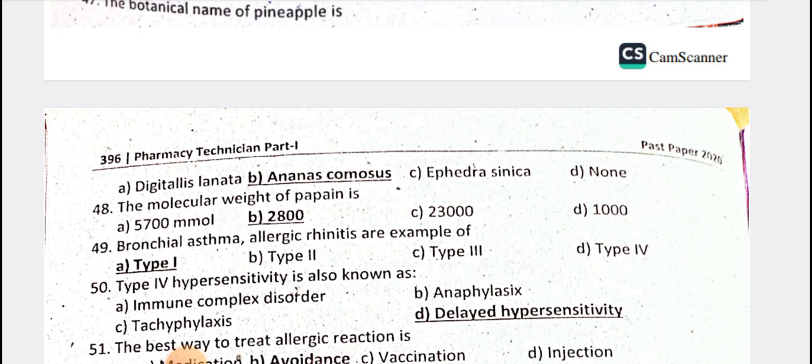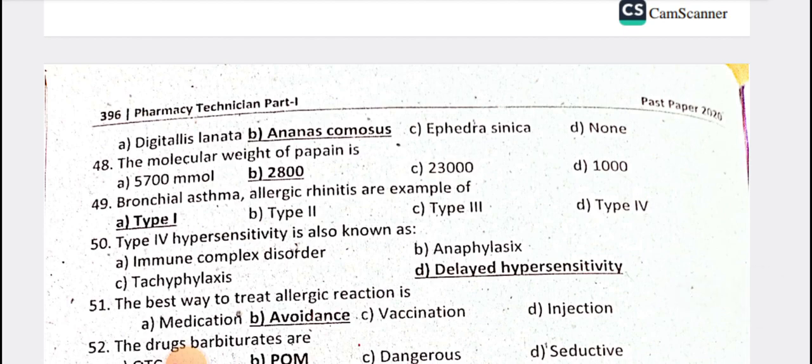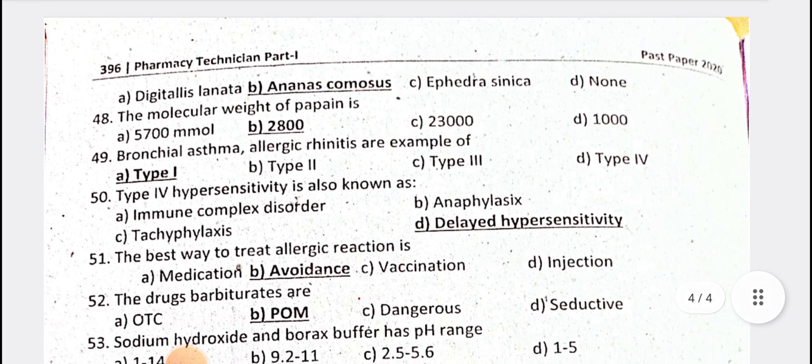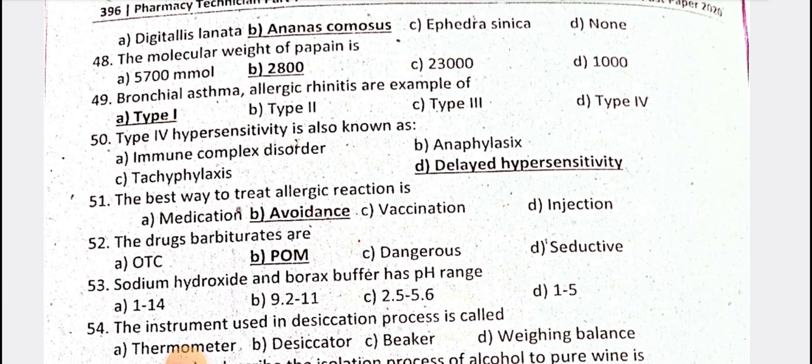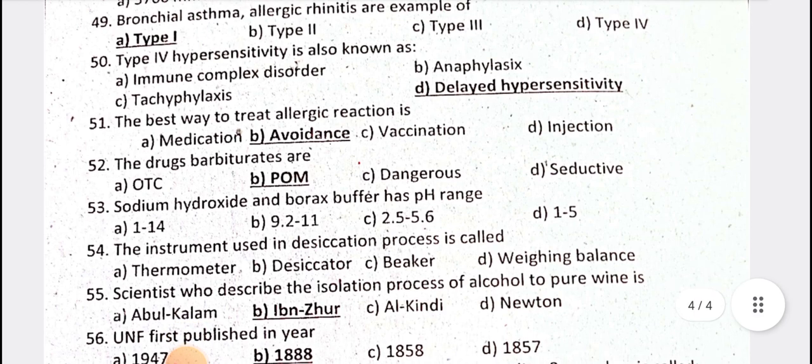The molecular weight of papain is 2800. Bronchial asthma and allergic rhinitis are examples of type 1. Type 4 hypersensitivity is also known as delayed hypersensitivity. The best way to treat allergic reaction is avoidance. The drug barbiturates are POM, prescription only medication. Sodium hydroxide and borax buffer has pH range 1 to 14.